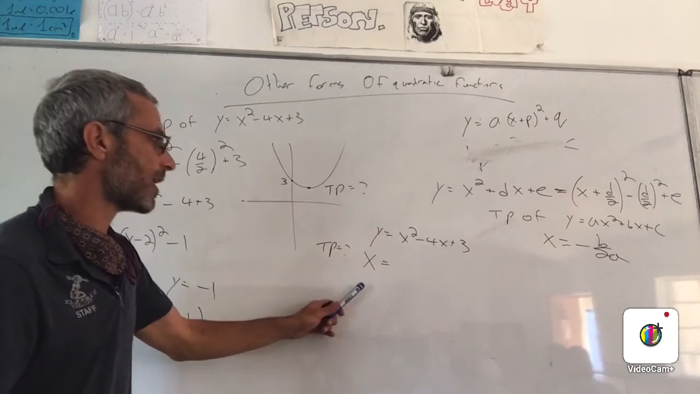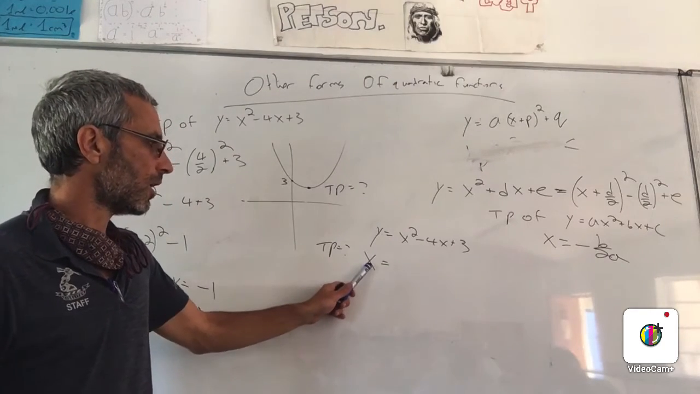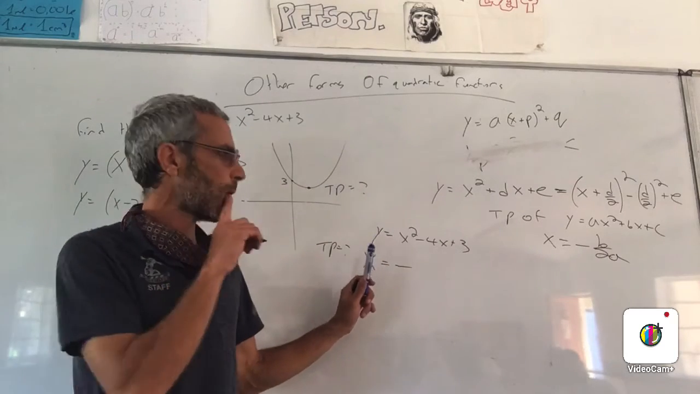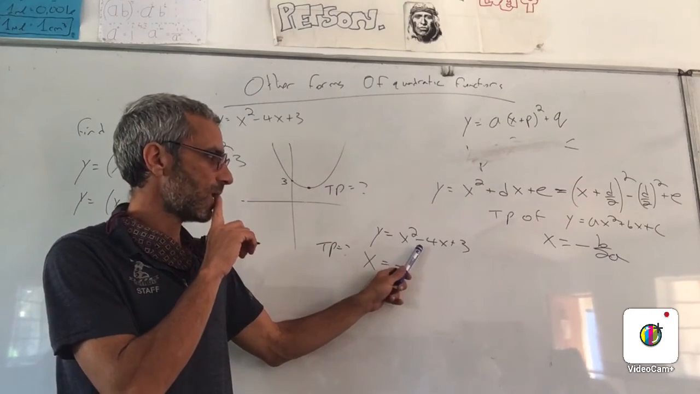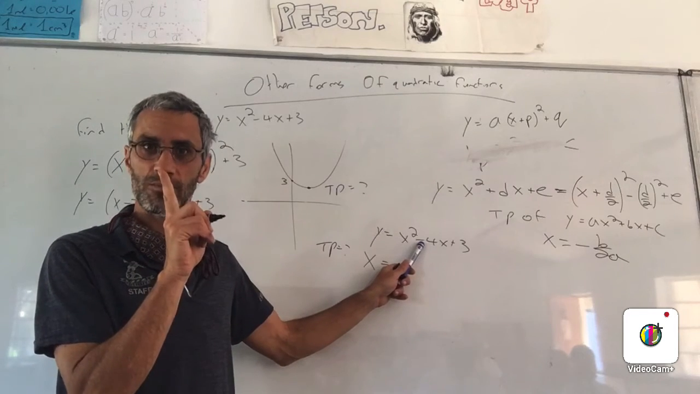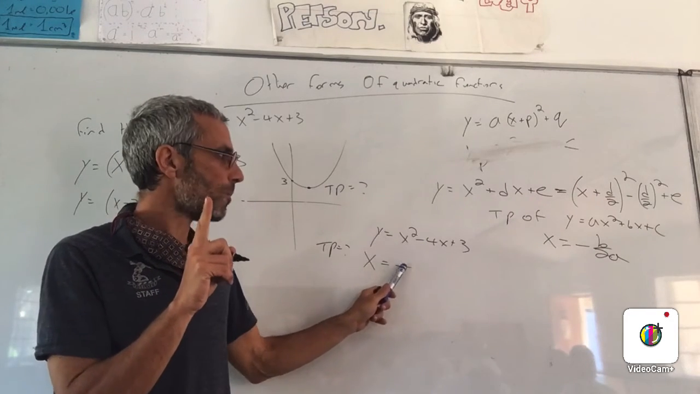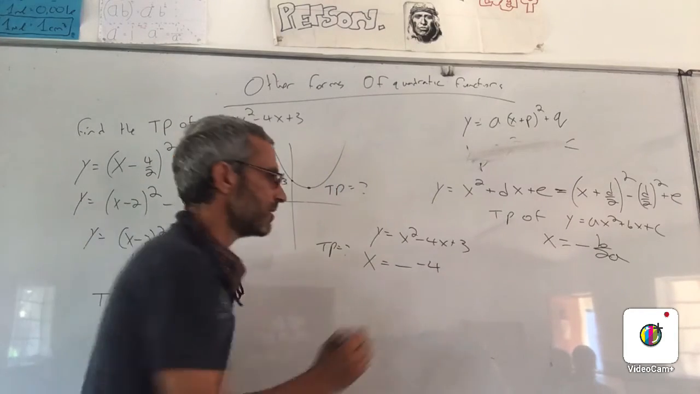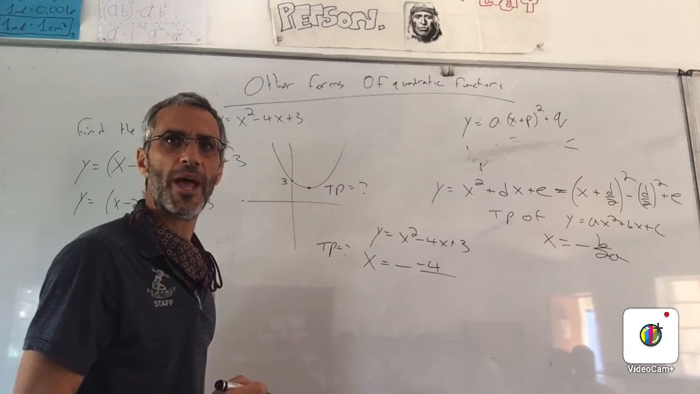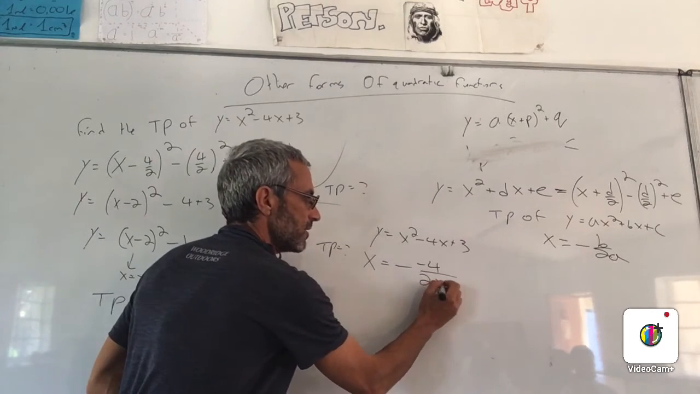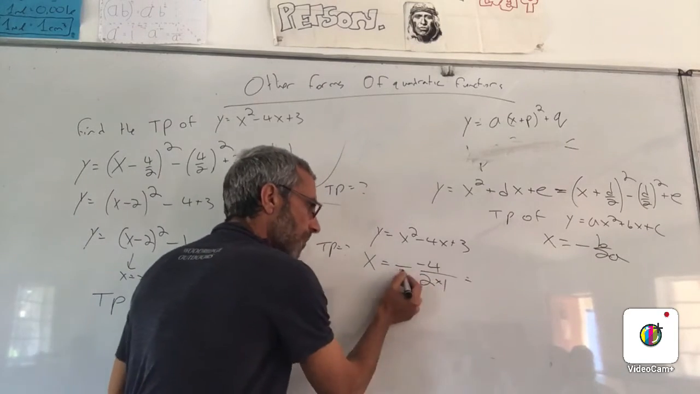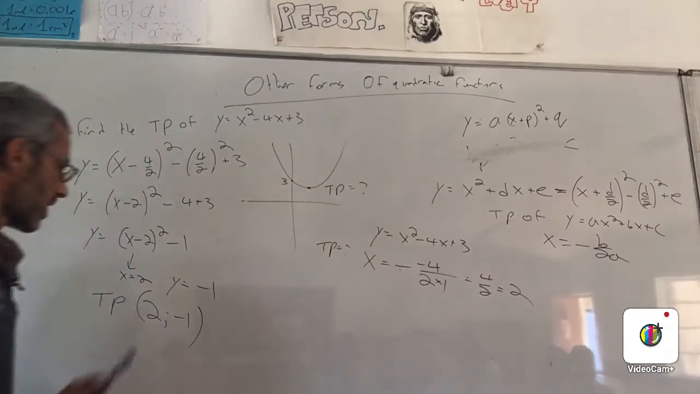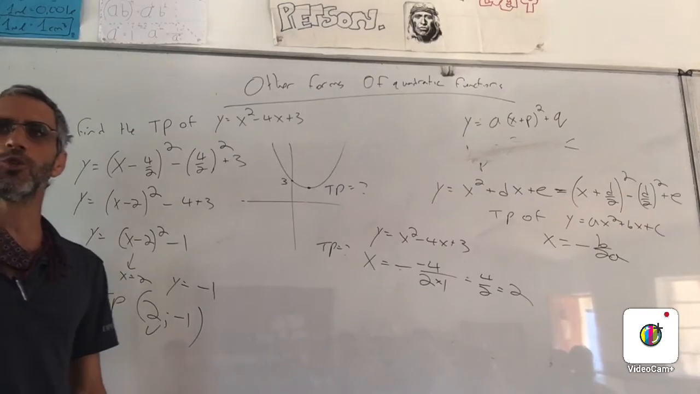Let's see how that works. Let's find what the x is going to be. What is b? b is minus 4. So minus b is going to be 4, divided by 2a. What is a? a is 1. So 2 times 1. So 4 divided by 2 equals 2. Voila! We got it. x is equal to 2.